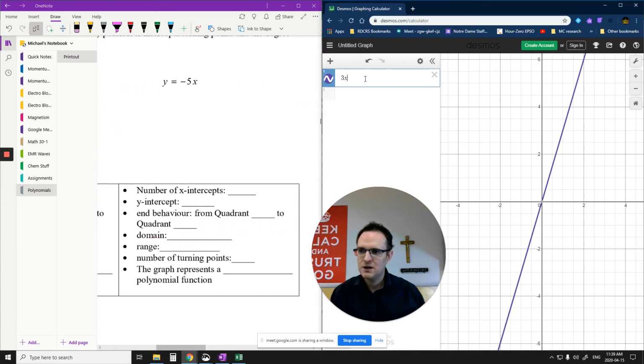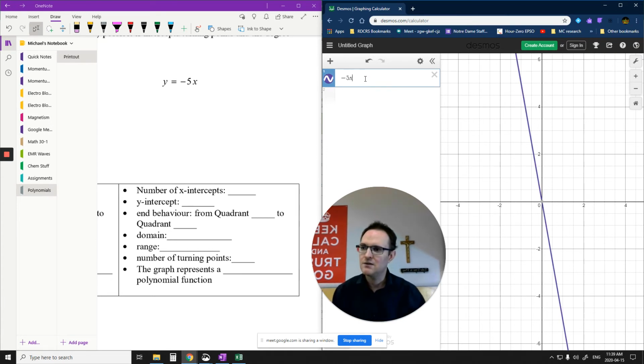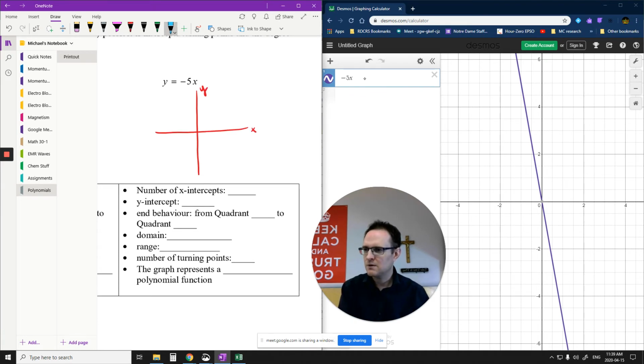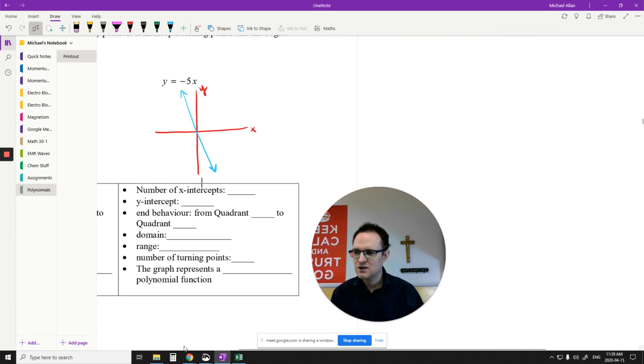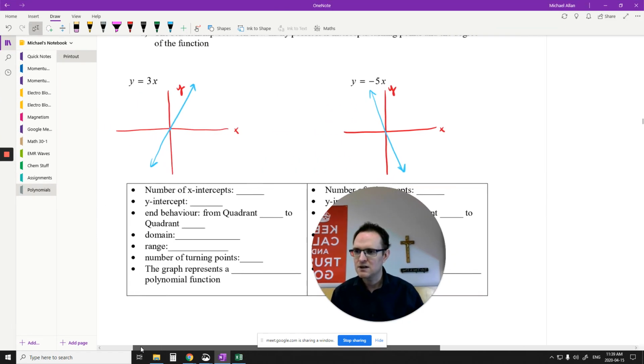I'm just going to go right over to this one and see what happens if I put a negative in front. -5x. My leading coefficient is a negative. Oh, okay. So let's put my x and y axis here. And it's going downwards this time, from left to right. Still crosses the origin, but it's going this way this time. Okay. We've got our 2 graphs, nicely sketched out here. I'll come back to that Desmos later on.